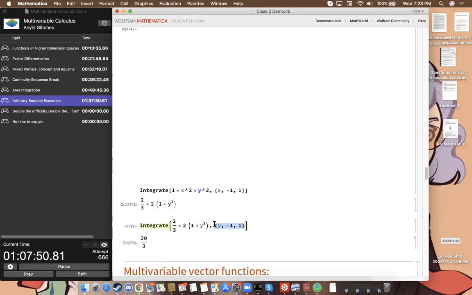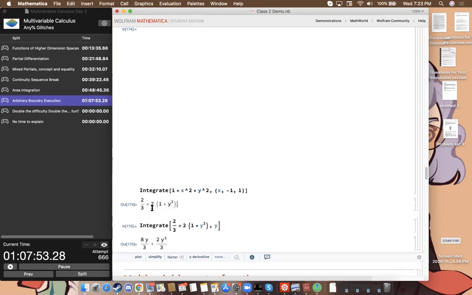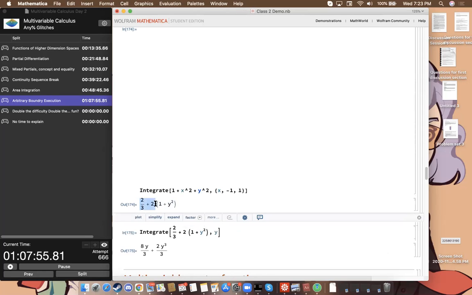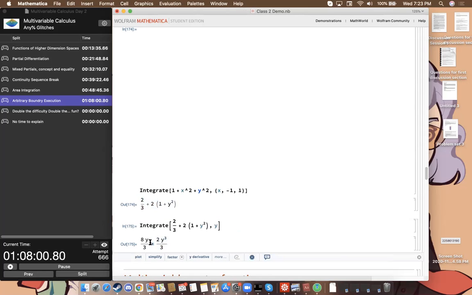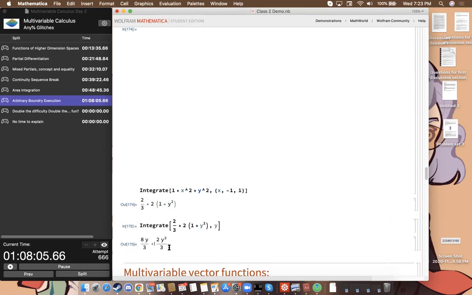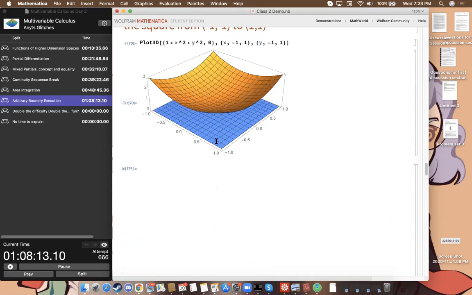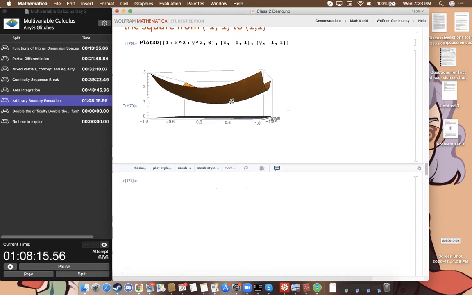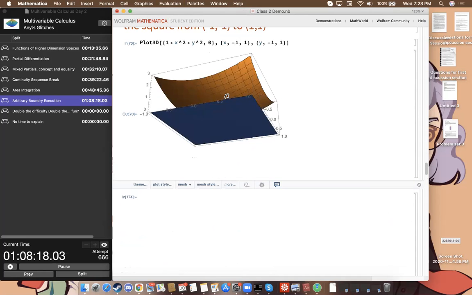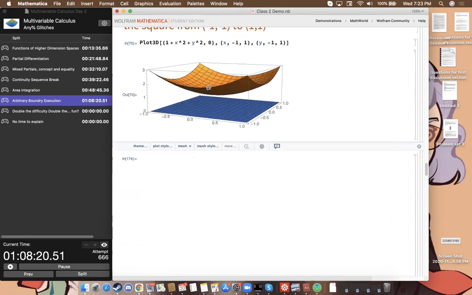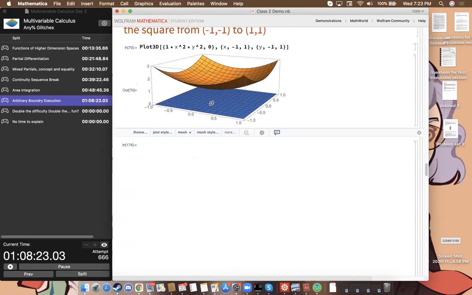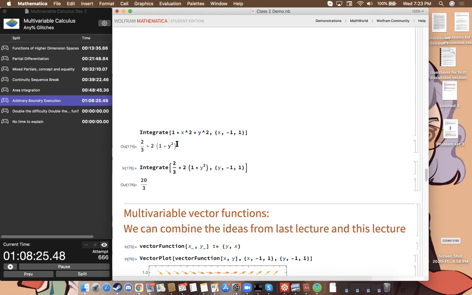What's the indefinite integral of this? Well, it's going to be 2/3 y plus 2y. So that's going to be 8y over 3. Plus, what's the integral of 2y squared? Well, that's just going to be 2y cubed over 3. And then we plug in -1 and 1, and we get 20 over 3. So indeed, the total volume contained between this, I don't know exactly what to call it, sort of warped plate, and the plane is 20 over 3.